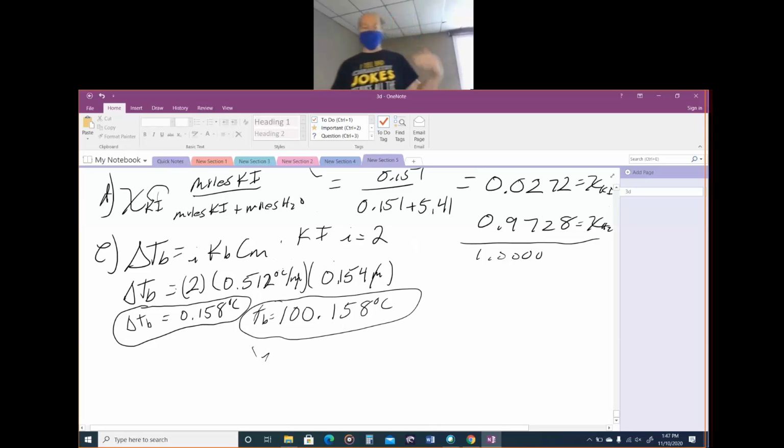So you have to know it's a boiling point elevation. It was water. Now we put in some KI, and the boiling point is going to go above 100. How much above 100? You calculate it with your delta T sub B. That is your boiling point elevation.